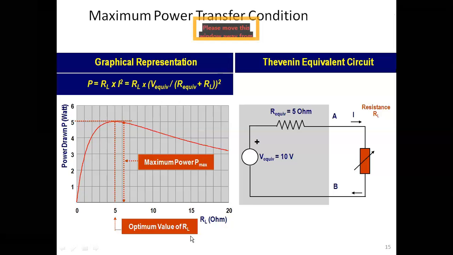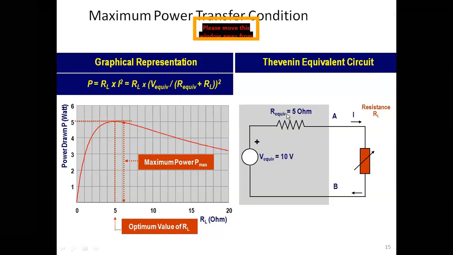And then the optimum value of RL, if you look at this particular curve, will be when we have the highest point on the graph. At that point, our RL is 5 ohms for this particular analysis and example. You notice that the maximum power drawn is also traced to somewhere as 5 watts, somewhere here. This is how to analyze such a graph. You can see we have a maximum power and then the optimum value of RL is 5 ohms here.